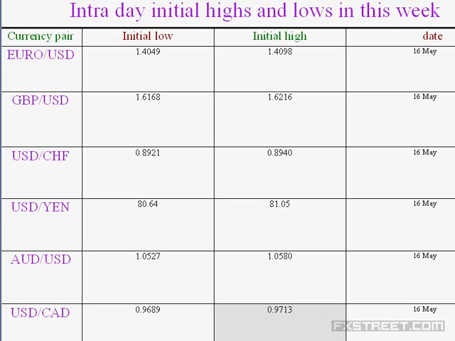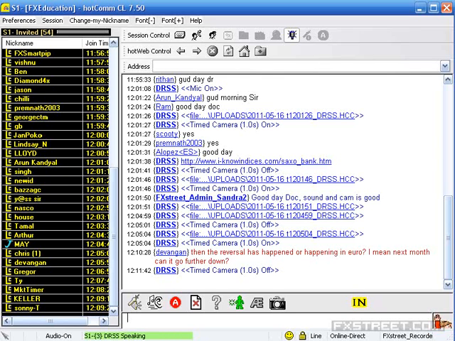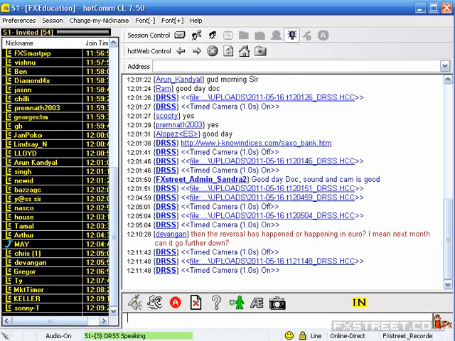Let me minimize the PowerPoint presentation and take up the questions which are asked here. I'll meanwhile focus the camera over the live market code page, and we will track the market.